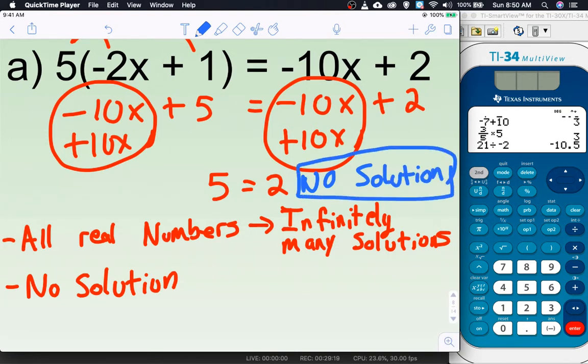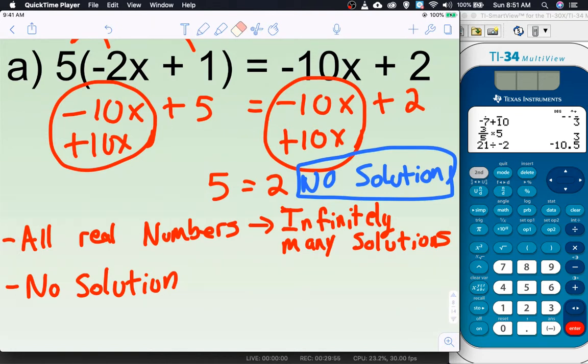That's the answer to the problem. No solution. Not 5 equals 2. 5 equals 2 is just kind of like the evidence for our answer. But this problem has no solution. And the reason why this problem has no solution is we're saying there is not a single number you can plug in for x in the original problem and have the two sides equal. Not 0, not -5, not +3, nothing.